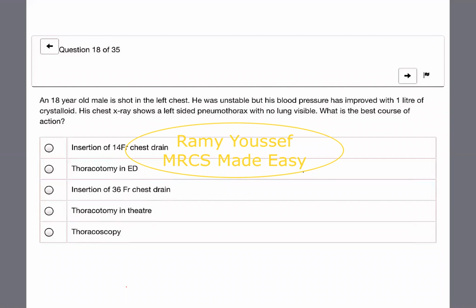As I saw in the problem, the patient is unstable and improved with 1 liter of fluid, and the chest X-ray shows a left-sided pneumothorax with no lung visible. So the pneumothorax is severe. So I think it should be insertion of a 36 French chest drain, C.